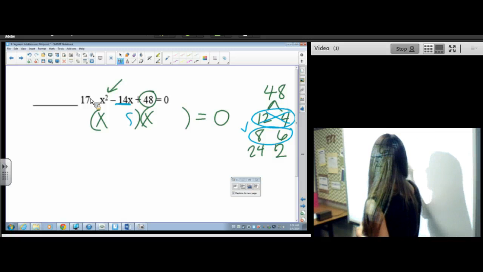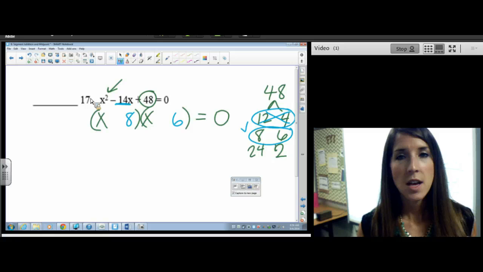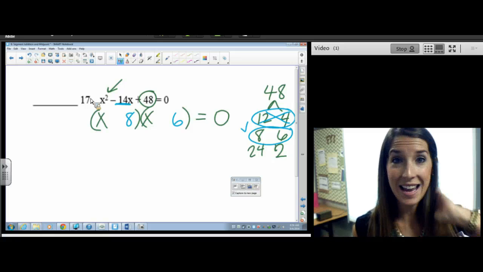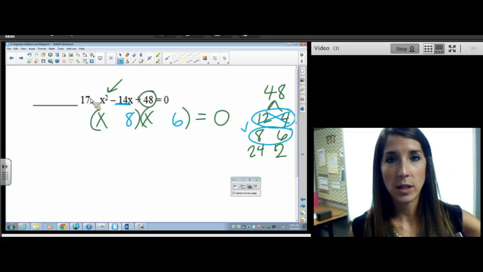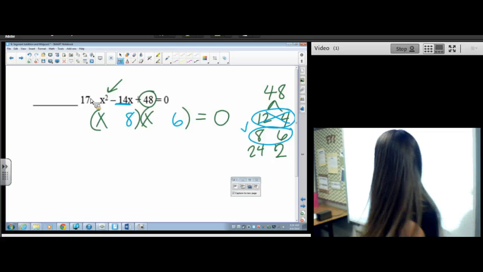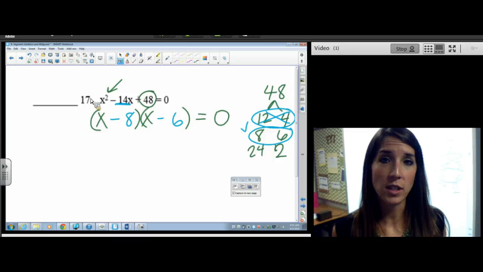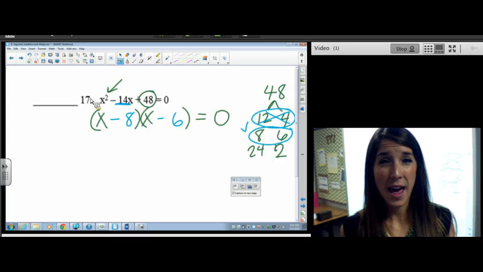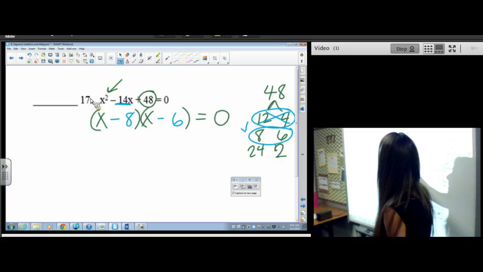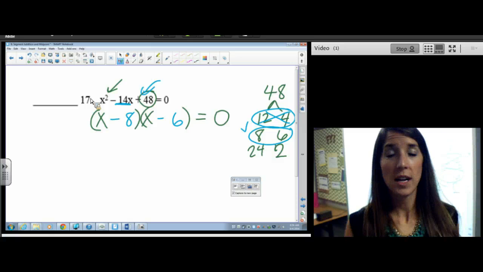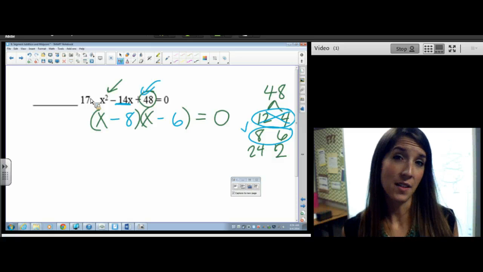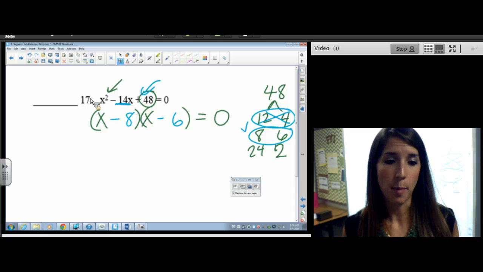I stick the pair in the parentheses. And now I just need to decide my sign. I need a negative 14. So I would need both of these to be negative because negative 8 plus negative 6 is negative 14. Now, is that going to turn out okay when I'm looking for a positive 48? Well, sure, because when you multiply the negative 8 times the negative 6, the negatives cancel and you get your positive.